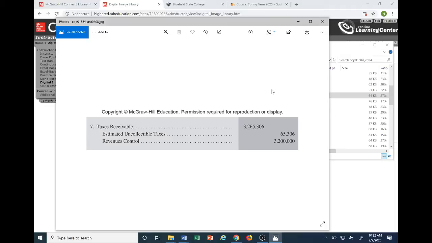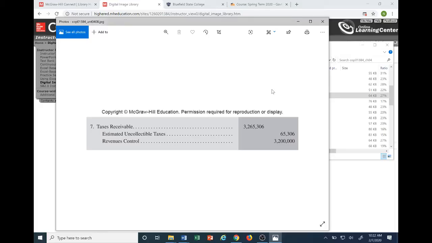In this case, it's 2% of the 3,265,306, which is 65,306. How do we get 2% of that? What's the formula for that? Just to make sure we understand how to get that, take the amount and multiply it by 0.02. Right, 0.02 times that will give us our allowance. And then obviously the remainder of that is going to be the revenues control.